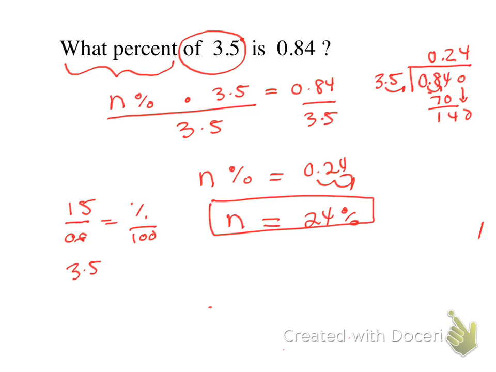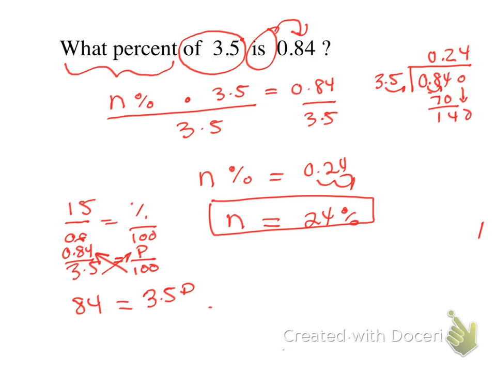The is right here. So 0.84 equals, we don't know what percent, it's P over 100. And now I can do my cross products. 3 5/10 P, 100 times 84/100ths equals 84. Right? Divide by 3 5/10. 3 5/10. Top dog goes in the dog house.